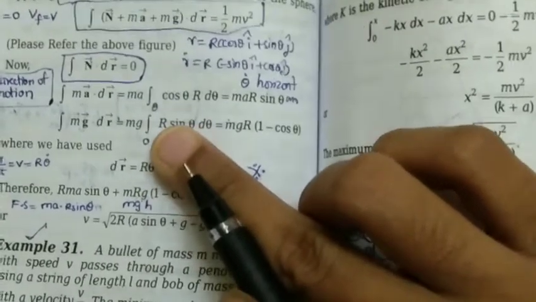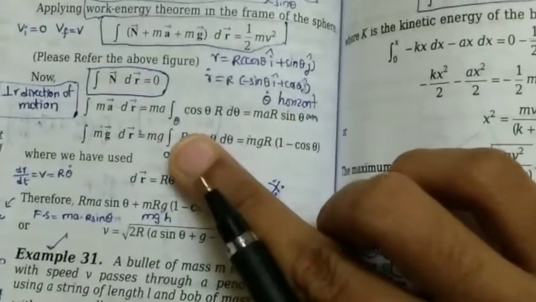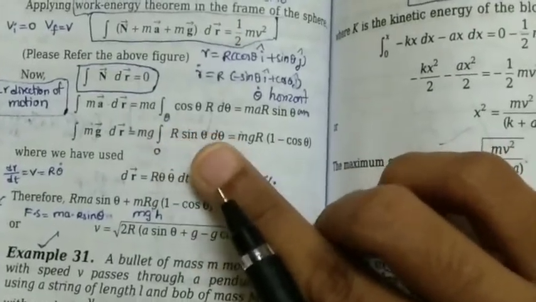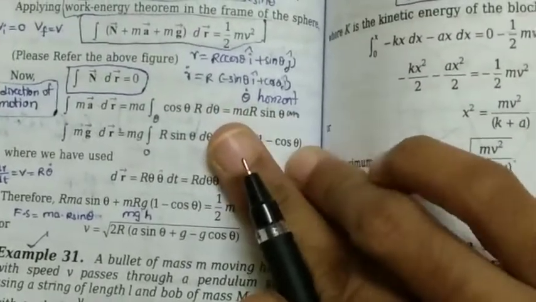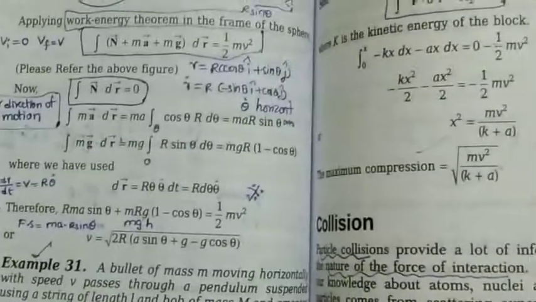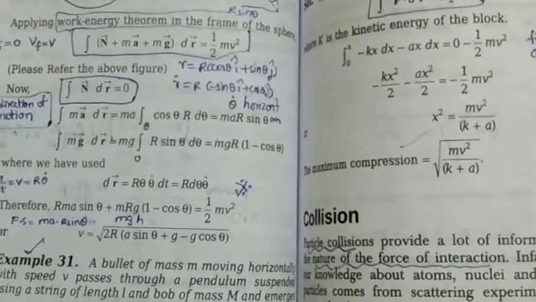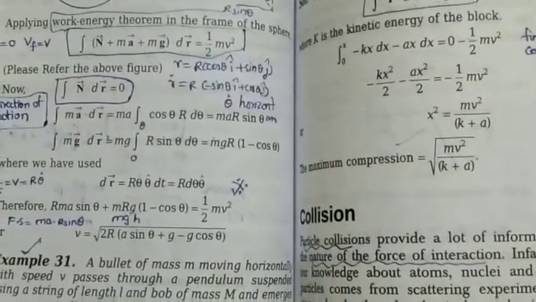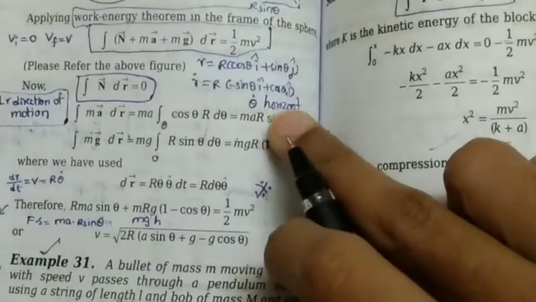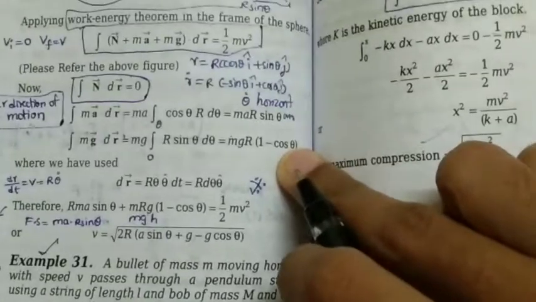Integrating from 0 to theta, here mgR is a constant, and the integration of sin theta is minus cos theta. If we take the minus aside and apply the limits, we get minus of cos theta minus cos 0, and cos 0 is 1, so minus of cos theta minus 1. Taking the minus inside, we have 1 minus cos theta.